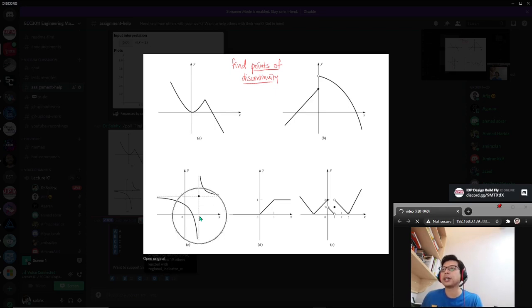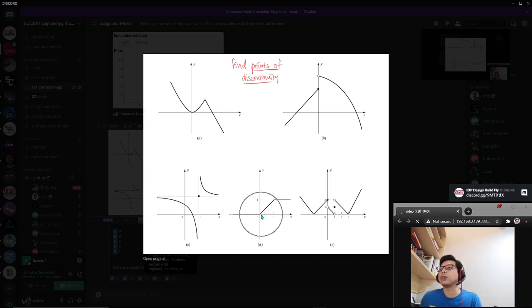The reason is because when you approach from the left hand side, it goes to minus infinity, and approaching from the right hand side, plus infinity. So it's not the same. So there's a gap here. It's not continuous because the limit at this point doesn't exist.